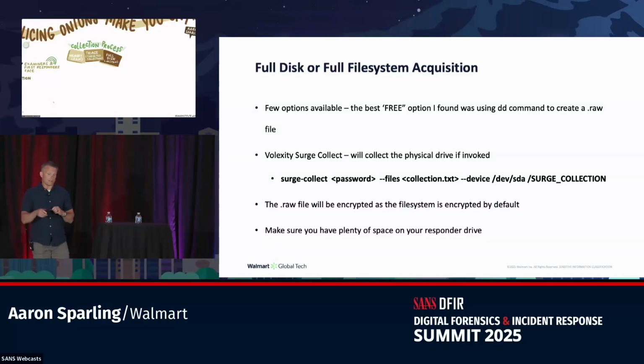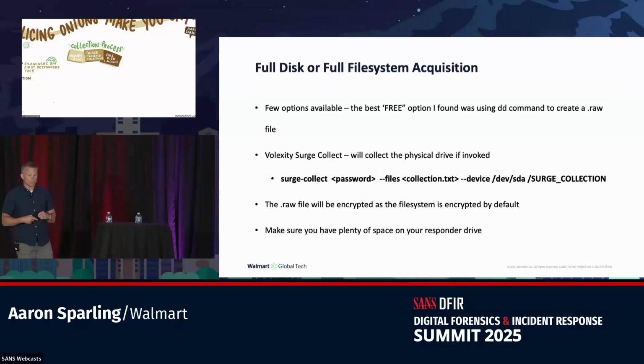But one of the great things with Surge is you can use it to also collect a full disk. So if you look at the bold command line invocation, that's what it would look like. You run the Surge collect binary. You have to give it your user password that you have for your license. The --files option is pointing it at a text file that's sitting in the same directory as the tool. And that is that triage collection script. Then the --device option, and then point it at the device that you want it to collect, and then the output directory. And that's it. One command line, you've got everything you want, and you're off to the races.